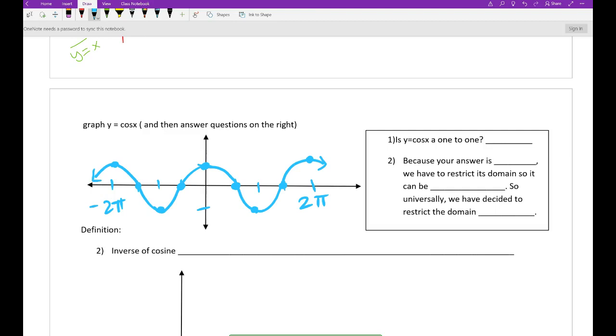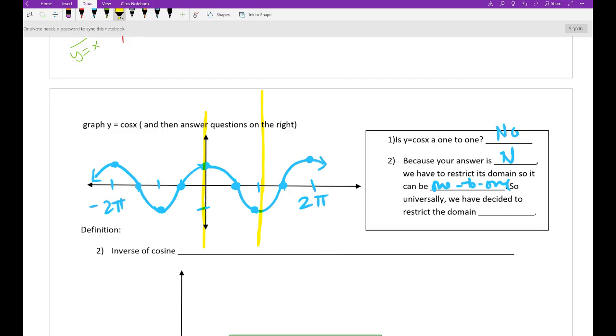So the answer in the box: is cosine a 1-to-1? No, because you said no. We have to restrict its domain so it can be a 1-to-1. Where did you restrict it? 0 to pi. Let's cut it to see if it's right. Here's 0. Here is pi. What if we did pi to 2 pi?